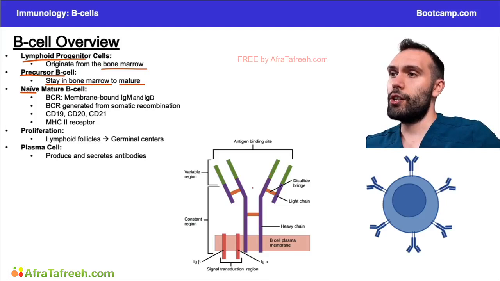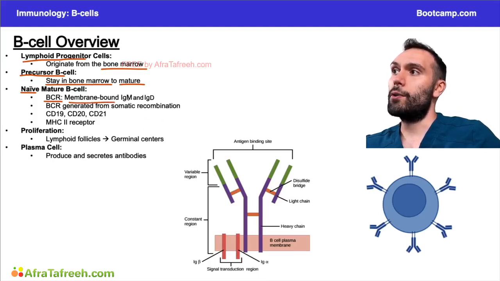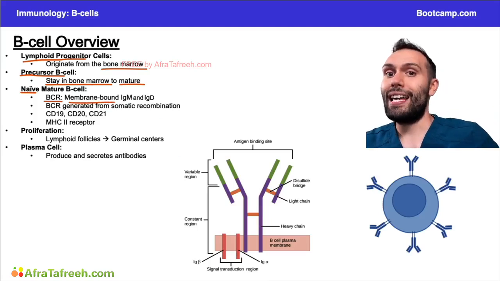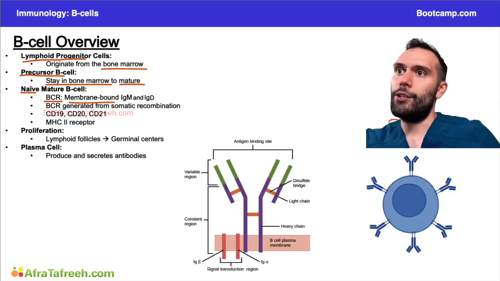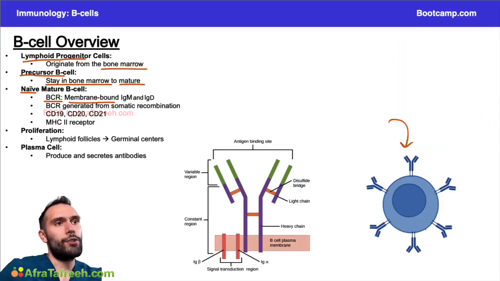Remember, naive means that this particular B cell has not come into contact with its antigen. Here we're essentially looking at an antibody. And what's really interesting is that the B cell receptor is going to actually be membrane-bound immunoglobulin. In other words, you're going to have membrane-bound antibodies on the surface of the B cell. You can see these antibodies bound on the surface of the B cell, and these antibodies are essentially going to be your B cell receptor.